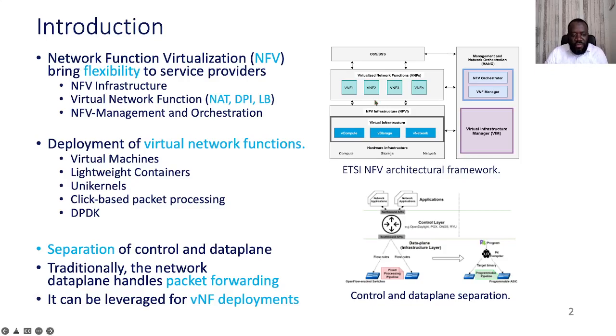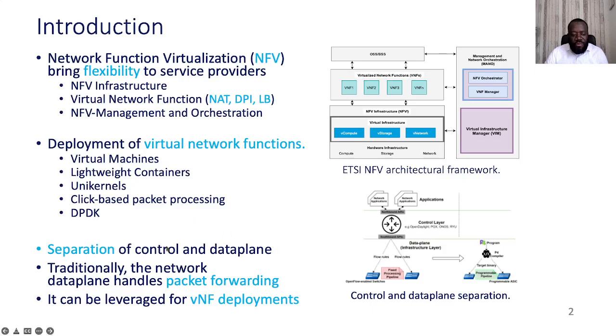In terms of deployment of virtual network functions, so far this has been carried out using virtual machines, lightweight containers such as Docker, unikernels, or kernel-based packet processing elements. DPDK is also another option for deploying virtual network functions.